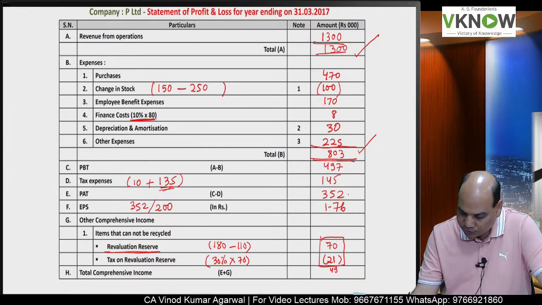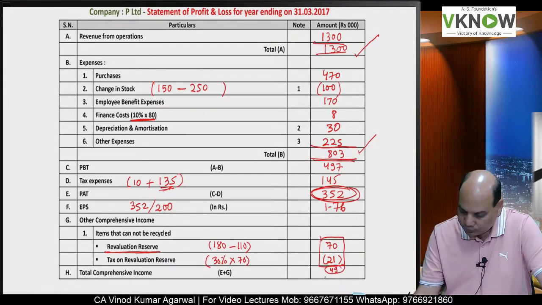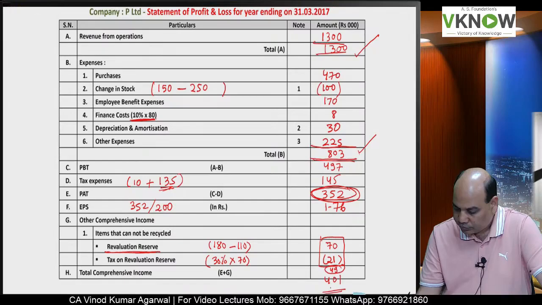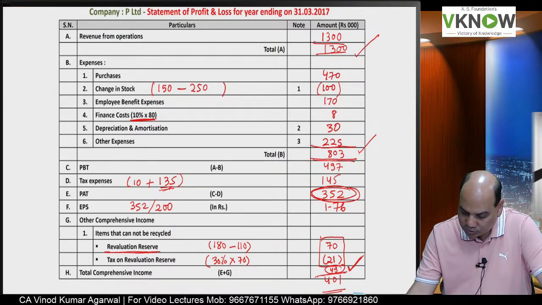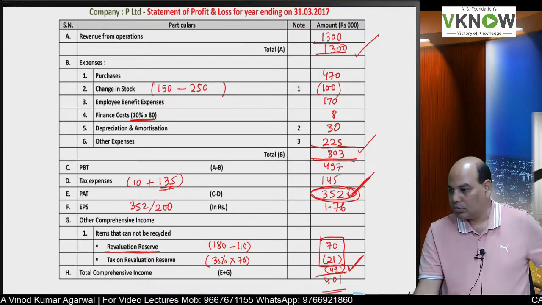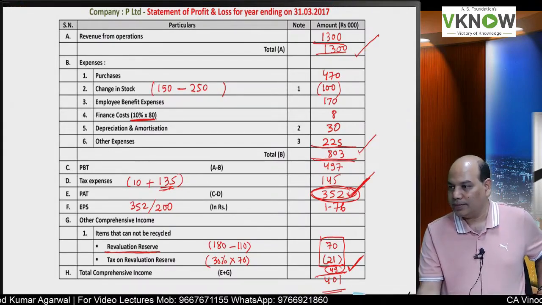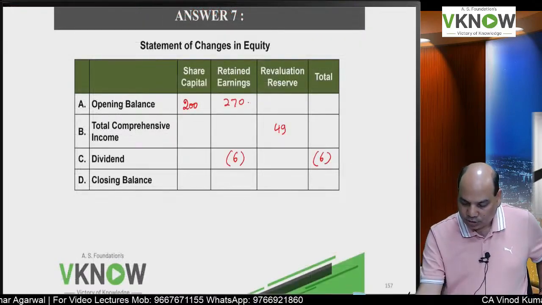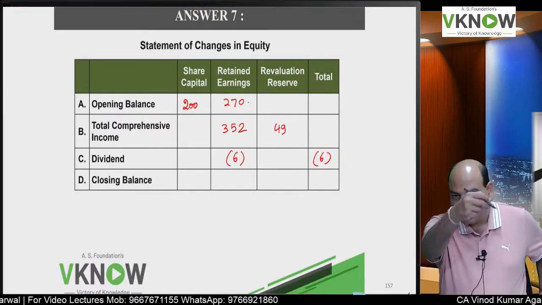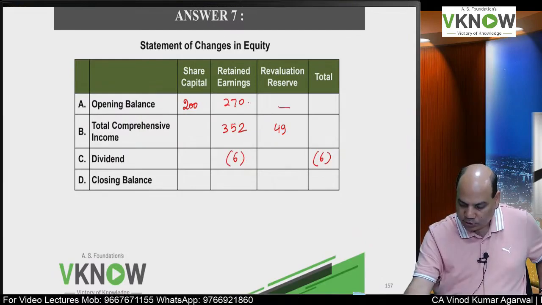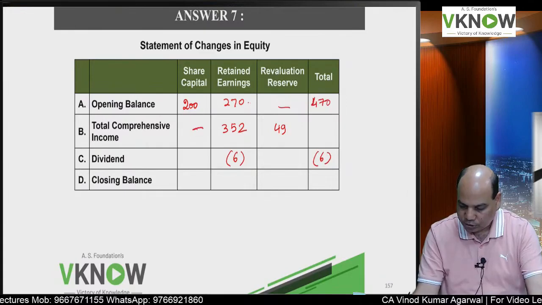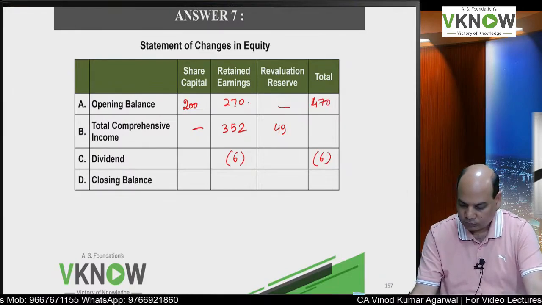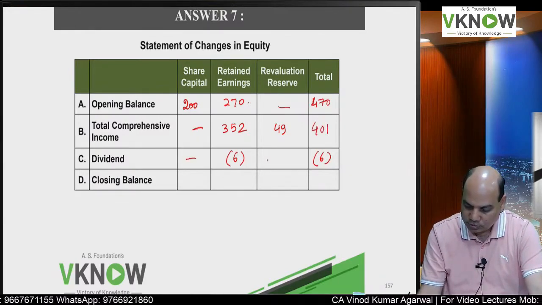And now total comprehensive income will be PAT plus OCI, 401. 401. 49 I have already written in the SOCI. This 352 we will write in SOCI here. So first we'll complete the rows. 200 plus 270, 470. 352 plus 49. Presentation is important. And this is 6.